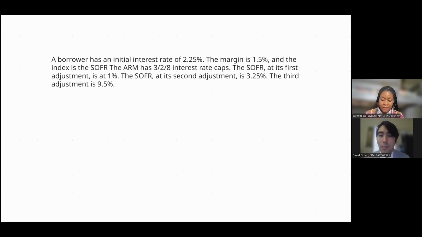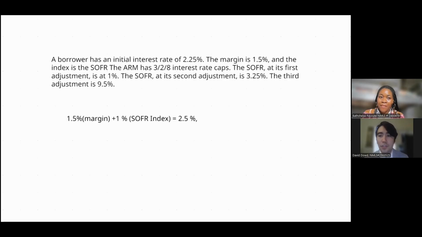So in the problem there, we saw that the margin is 1.5%, and we saw that the index referenced for the first adjustment is 1%. Okay, so those are the two numbers we need to pay attention to first. Right. So then it goes over and it identifies exactly what I just mentioned there. So margin's at 1.5%, first adjustment's 1%. So the two numbers need to be added together. So you add 1.5 plus the 1% to get 2.5%.